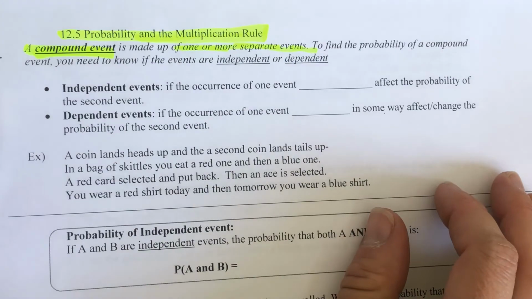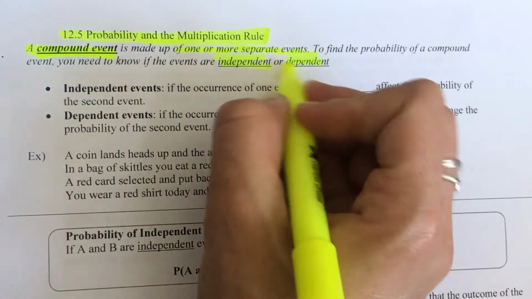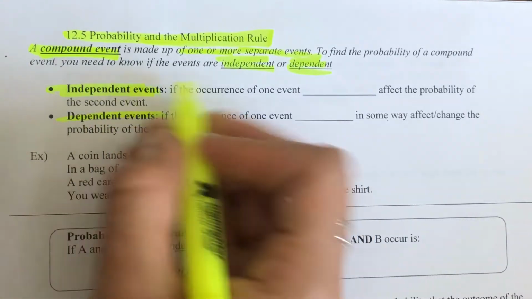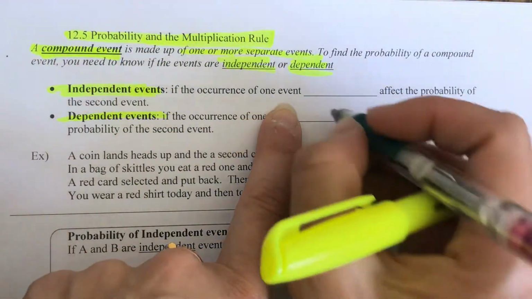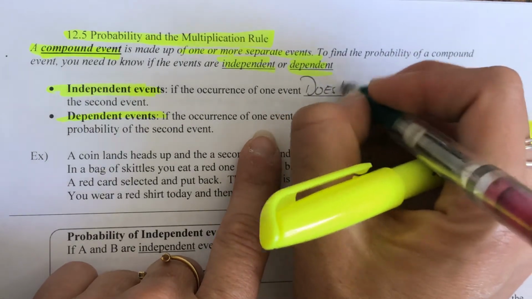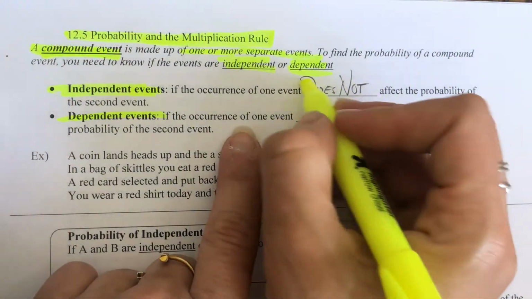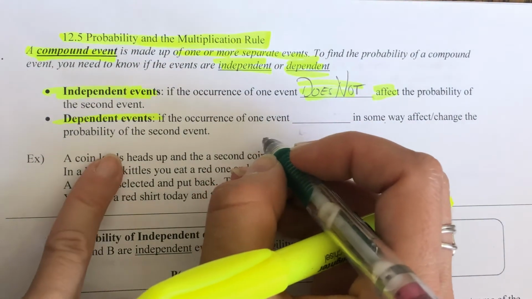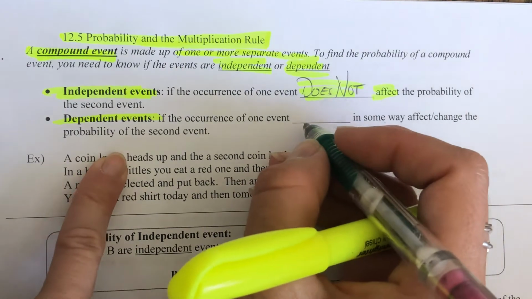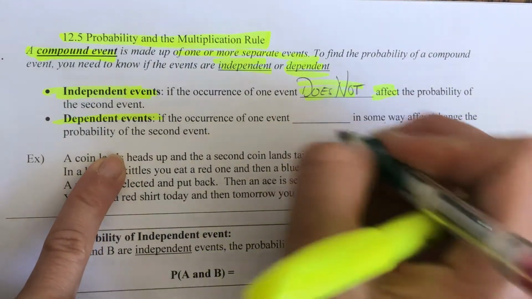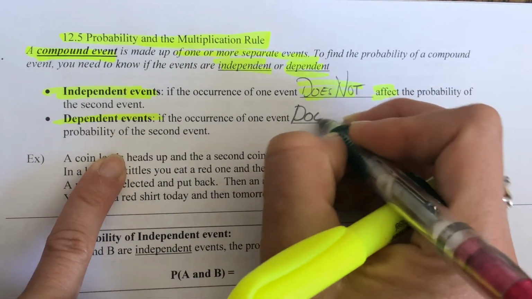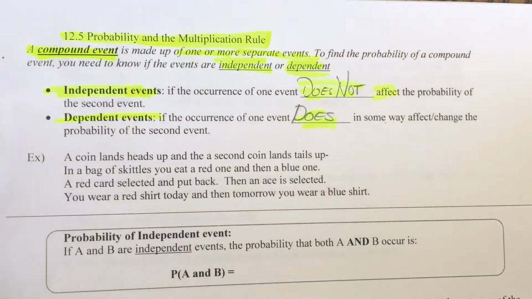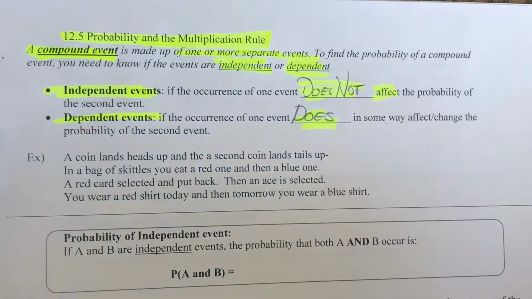To find the probability of a compound event, we have to know if it's independent or dependent. It's kind of just the way it sounds. Independent is if the occurrence of one event does not affect the probability of the second event. While dependent means they depend on one another, if the occurrence of one event does in some way affect or change the probability of the second event. So it's pretty simple. Let me show you.